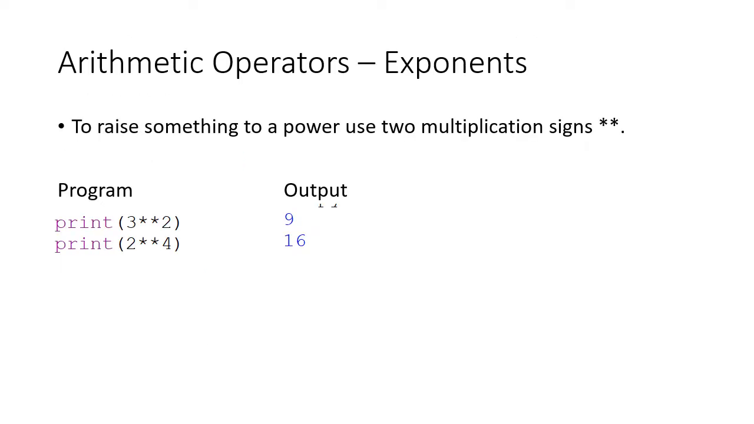Alright, exponents. If you want to raise something to a power, you use 2 multiplication signs. So for example, 3 star star 2 is the same as saying 3 to the second power, so 3 times 3, which is 9. Or 2 star star 4 is 2 to the 4th power, so that's 2 times 2 times 2 times 2, which is 16.